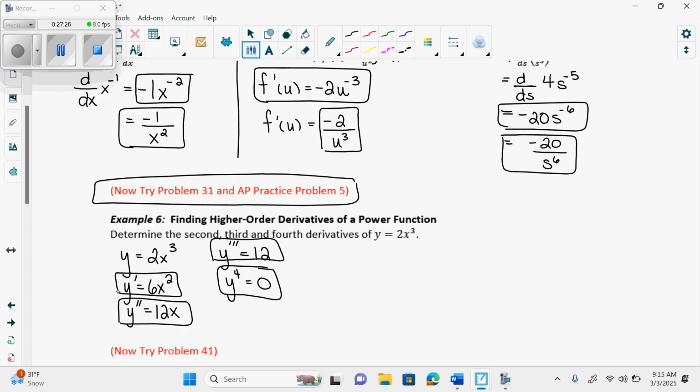So every time you take the derivative of a polynomial, it drops a degree, correct? So this one we started with a degree 3, then it went to degree 2, then it went to degree 1, then it went to degree nothing, so it would be a constant function, and then it's gone.